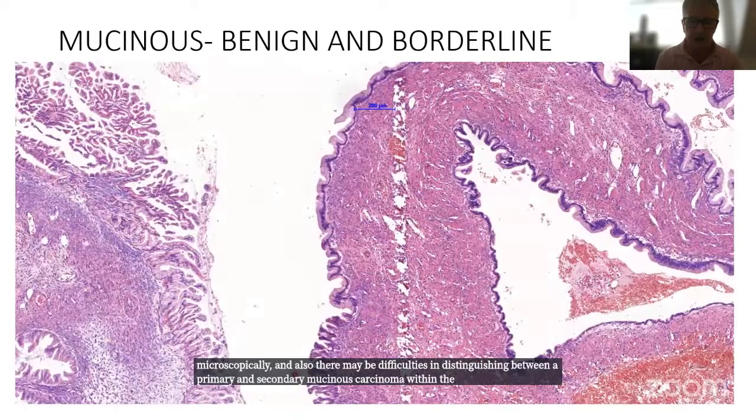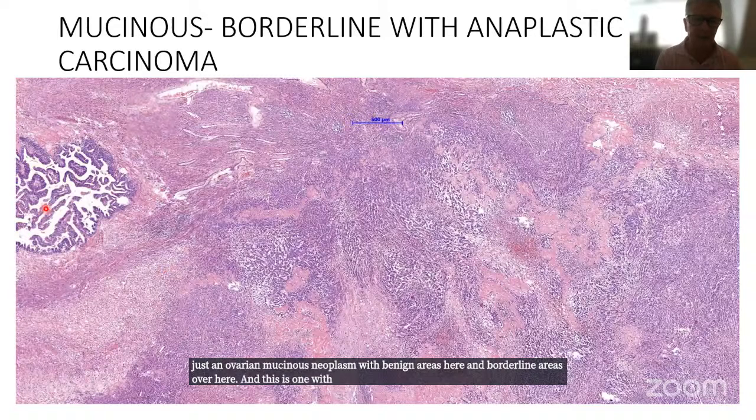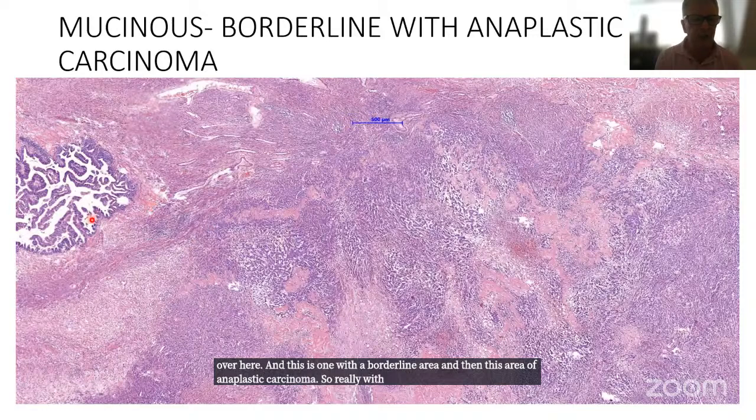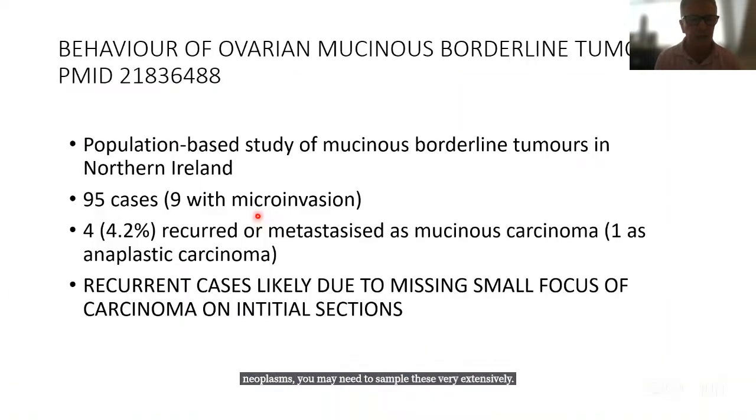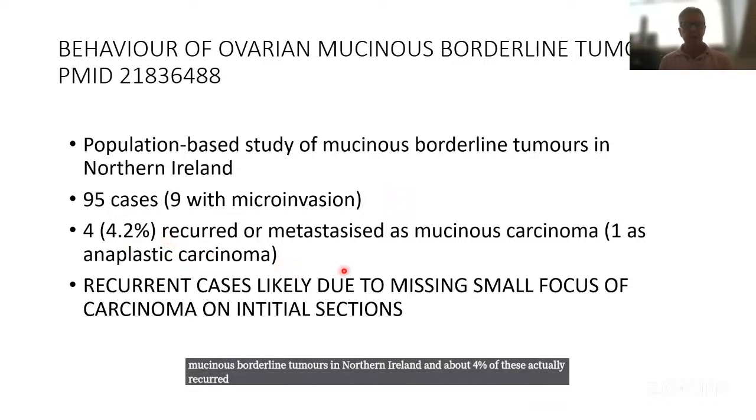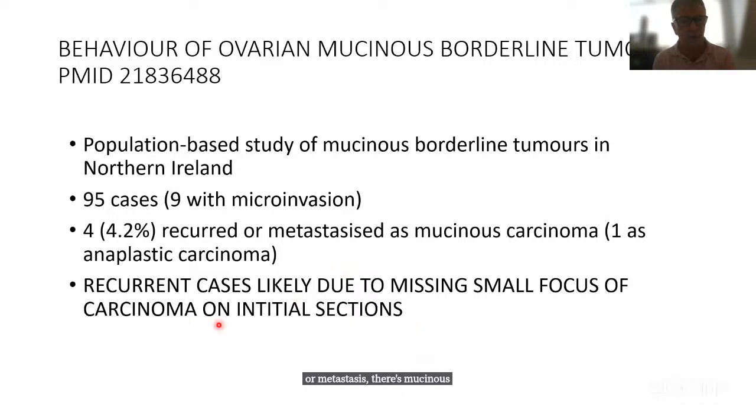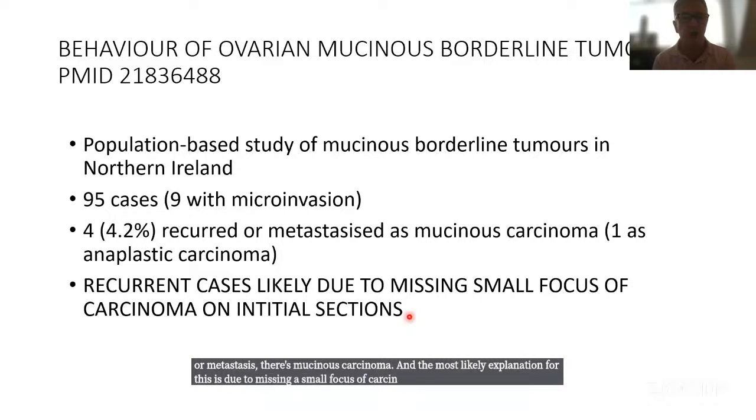This is just an ovarian mucinous neoplasm with benign areas here and borderline areas over here, and this is one with a borderline area, and then this area of anaplastic carcinoma. So with borderline or mucinous neoplasms, you may need to sample these very extensively. This is a study we published a few years ago on mucinous borderline tumors in Northern Ireland, and about 4% of these actually recurred or metastasized as mucinous carcinoma. The most likely explanation for this is missing a small focus of carcinoma on the initial section.